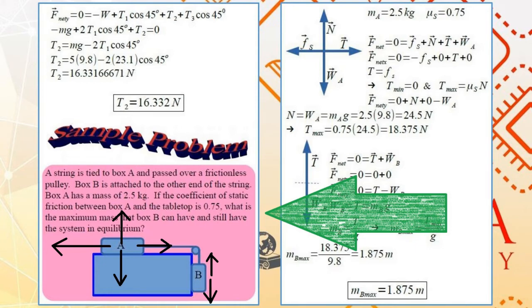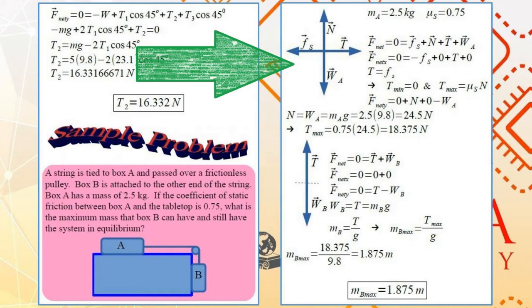Next, we have the forces on object B. B also has mass. That's what we are looking for. Therefore, object B also has weight heading vertically downward, and object B is being pulled up by the string, so the string will apply a tension heading vertically upward. So these are the forces acting on our objects.